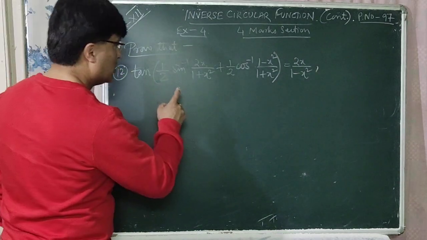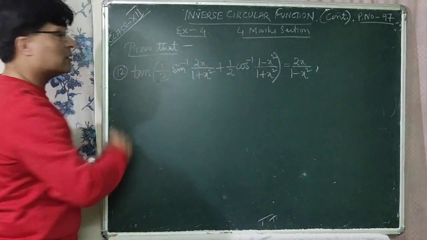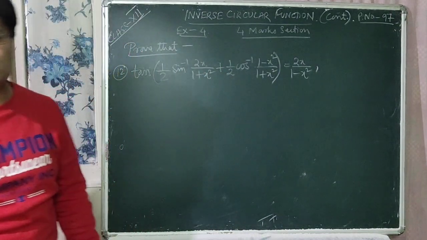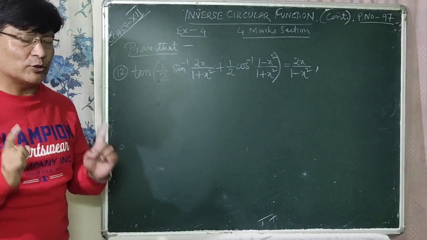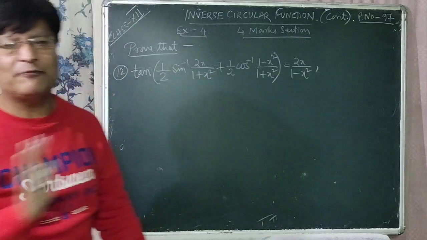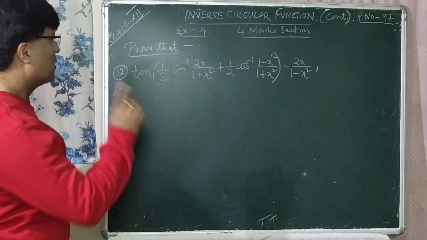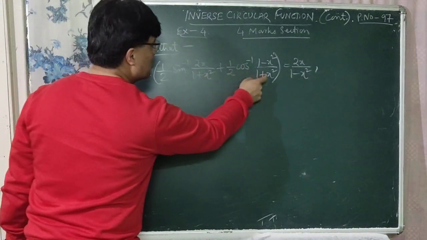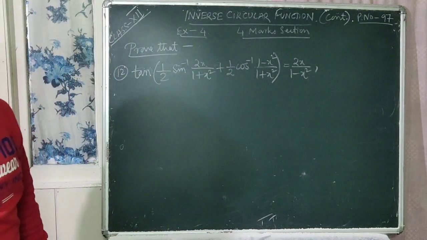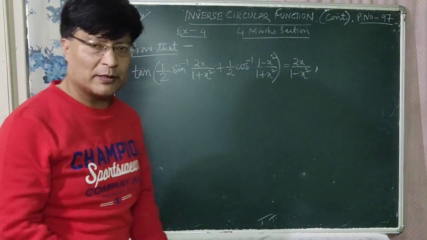So now you should know this formula also. There is a formula for sine inverse 2x upon 1 plus x squared and cos inverse 1 minus x squared upon 1 plus x squared. You should know the formula also. Suppose we don't know the formula, okay? Then you have to do the trigonometric substitution here. This is the method of trigonometric substitution if you don't know the formula, right?